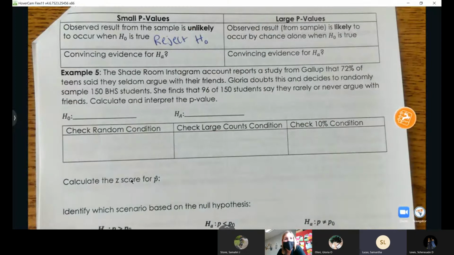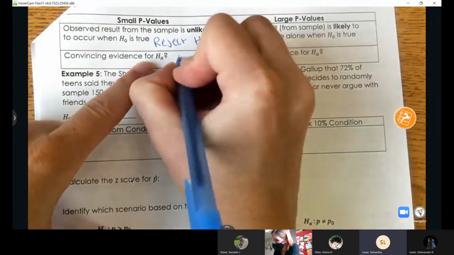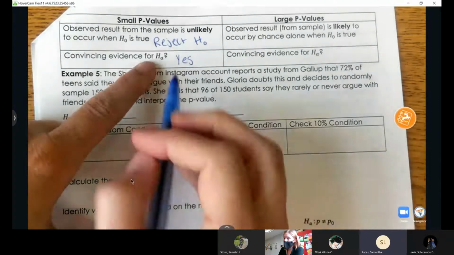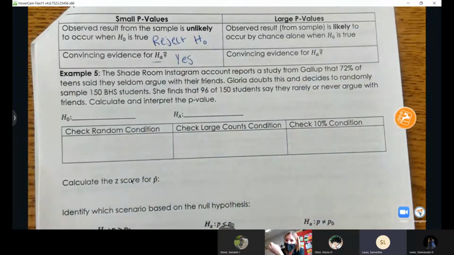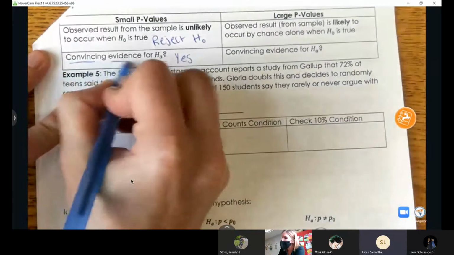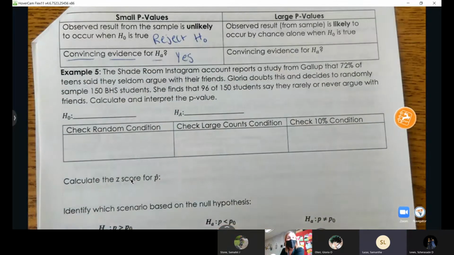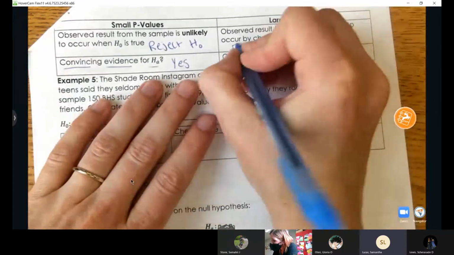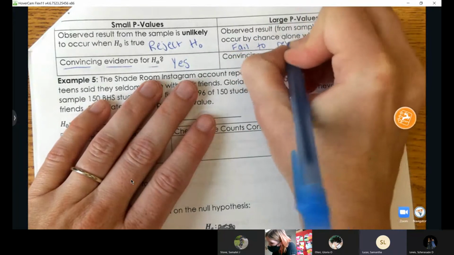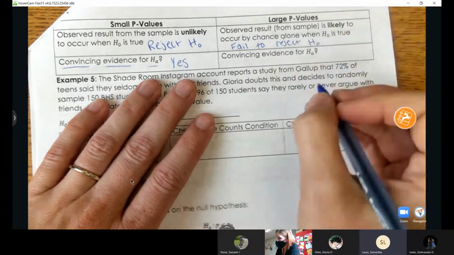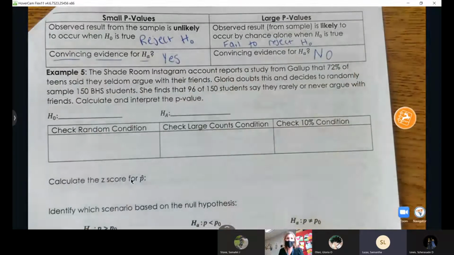Small p-values mean that our sample proportion, our p hat, was crazy compared to the H null. So if our sample was crazy, then our H null probably isn't true. You want my sample and the true population to be close together for it to make sense, right? So do we have convincing evidence for the alternative with a small p-value? Yes, we do. We can't say that it's true because we don't ever say anything is true in statistics, but we say we have convincing evidence that the alternative is true. If we have large p-values, we fail to reject the null, and we do not have convincing evidence for the alternative.